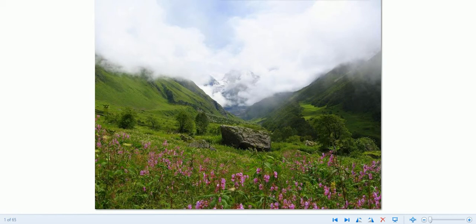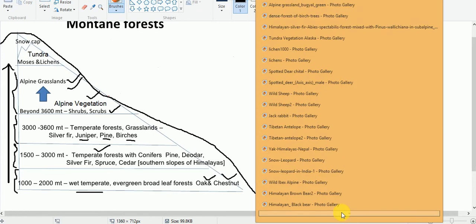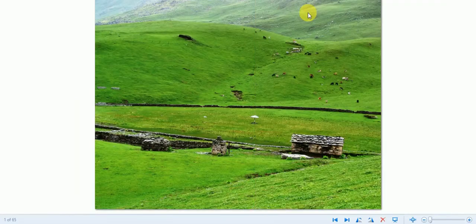Next we have alpine grassland. This is a photograph showing alpine grassland. In India, this type of grassland is known as bugyal in the Jammu and Kashmir area.